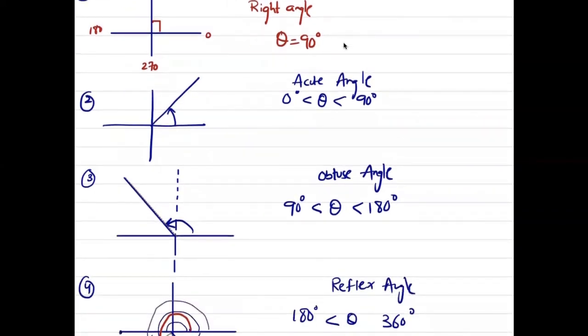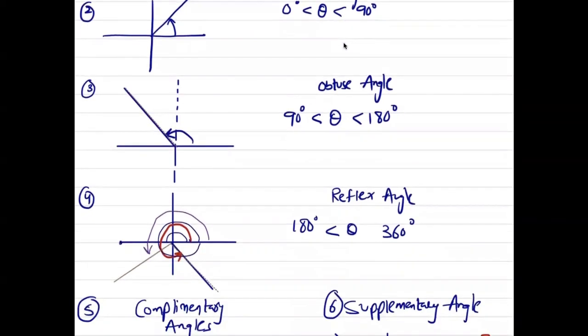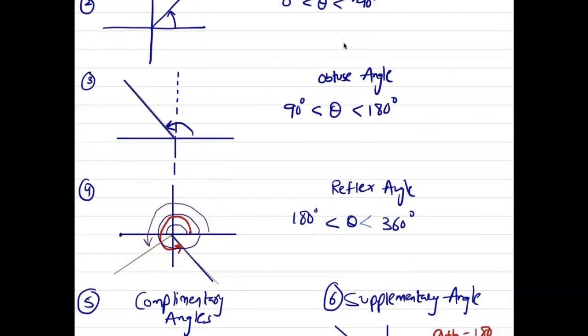An obtuse angle is an angle that is greater than 90 degrees. So any angle that is between 90 and 180 degrees is called an obtuse angle. A reflex angle is an angle between 180 and 360. Now it can be over here in the third quadrant as well, greater than 180 but less than 270, and also greater than 270 and less than 360 degrees. So if you have a line at an angle greater than 180 and less than 360 degrees, that is going to be your reflex angle.